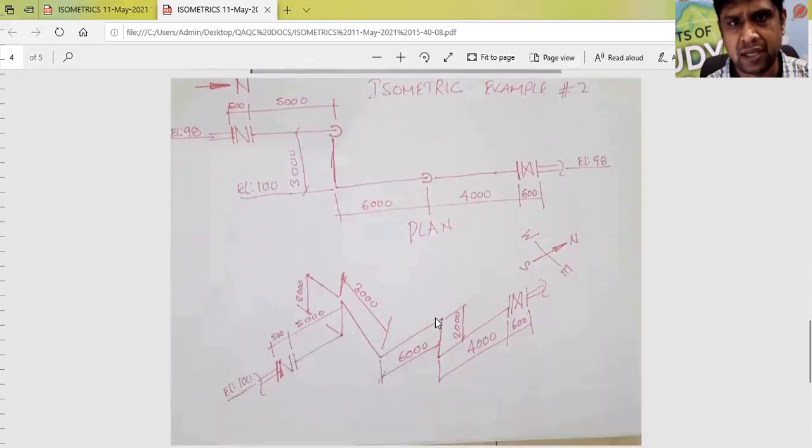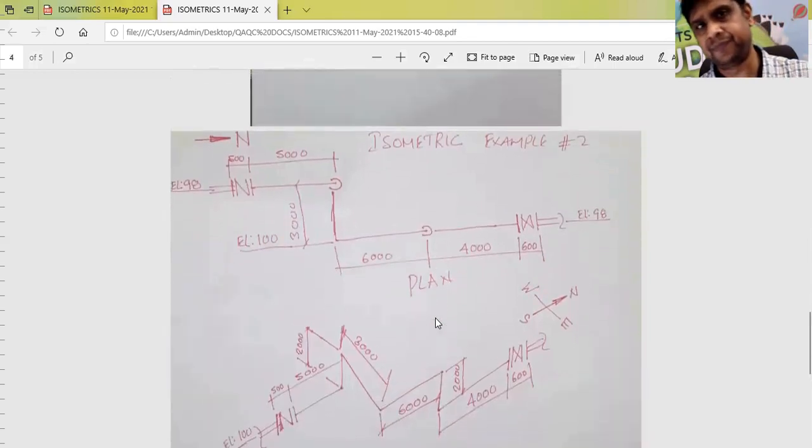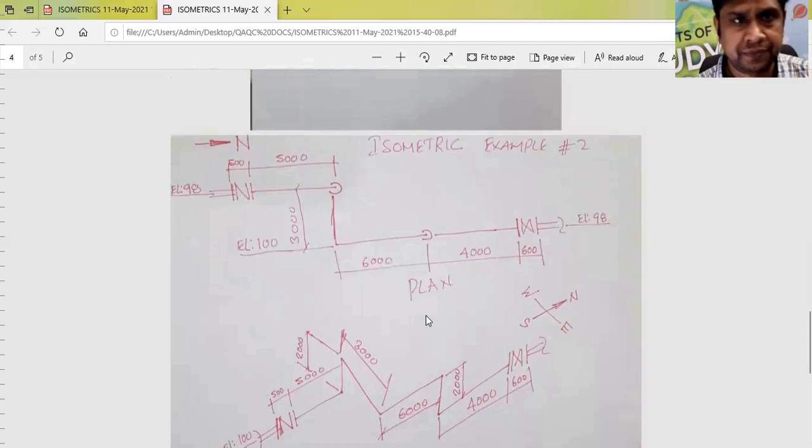Let's take another example of isometrics. Here, the line is going from south to north and dropping. It is rising up because the elevation here is 98 and here it is 100. So it is going up. Then it is going in west to east direction by 3 meters. Then again it is going from south to north direction by 6 meters.